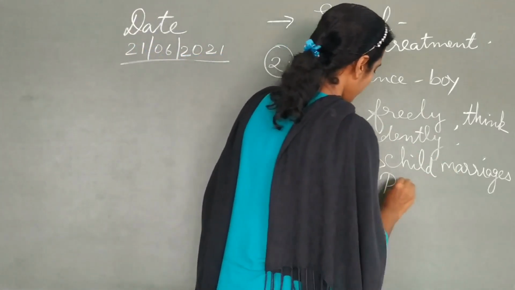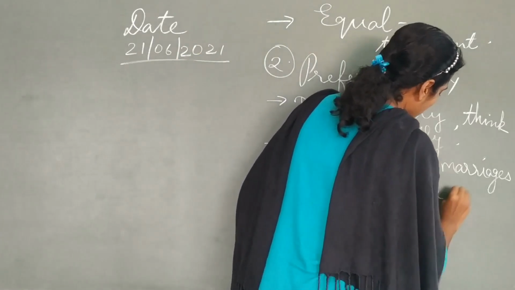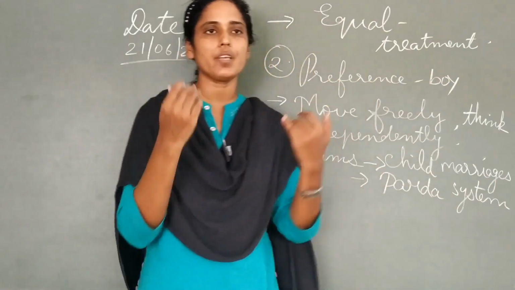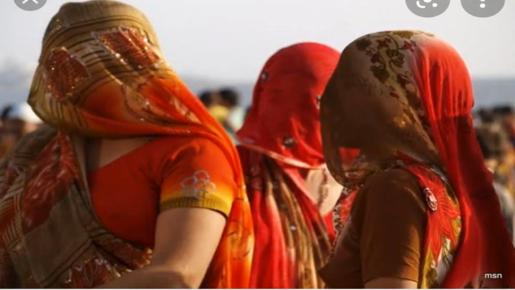Secondly, the parda system. Now what do you mean by this, students? Totally covering the head, so that not even the face can be seen. Why? Because the elders are there in the house, especially males. So the girl has to completely cover her face. The parda system is totally wrong. Why? Because these girls are not given importance in their families.